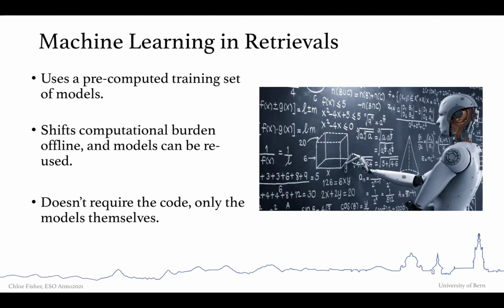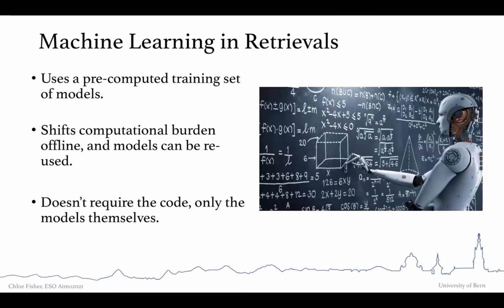So maybe you've got a friend on the other side of the world who has this great code, but they spent ages working on it. And they don't really want to just hand it out to everyone, but they're quite happy to give you the models. So with machine learning, you can just take those models and you don't even need the code that generated them.